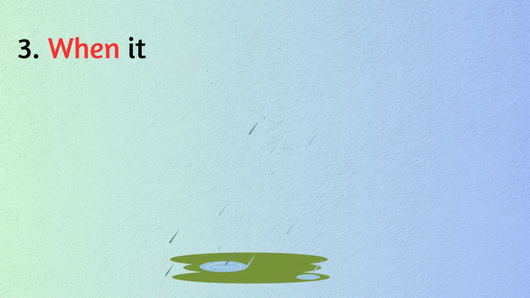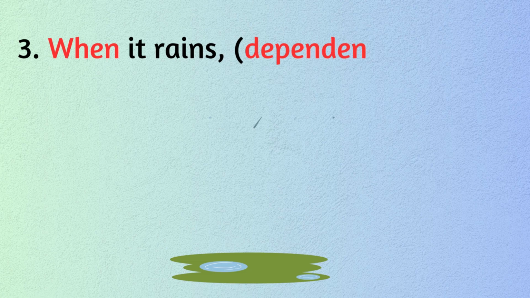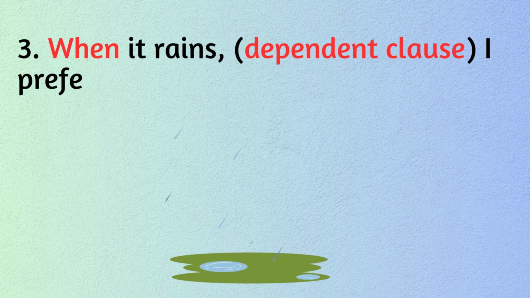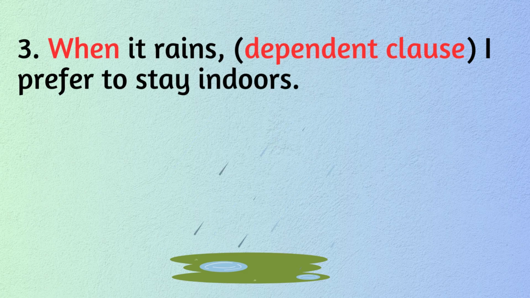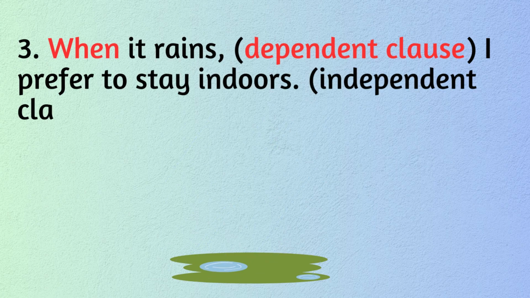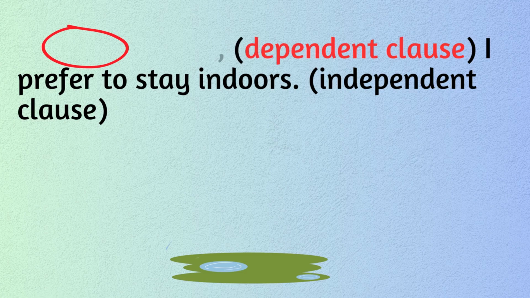Number 3. When it rains, I prefer to stay indoors. Our dependent clause in this sentence is when it rains. Our conjunction is when, and on its own, it doesn't make sense. It needs the independent clause, which is I prefer to stay indoors.